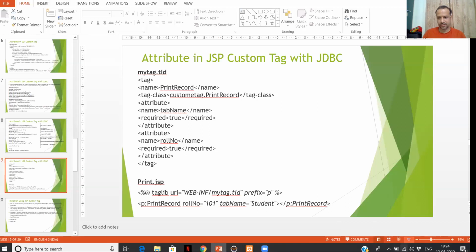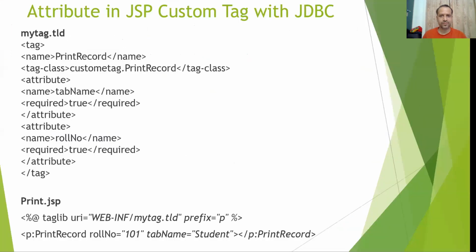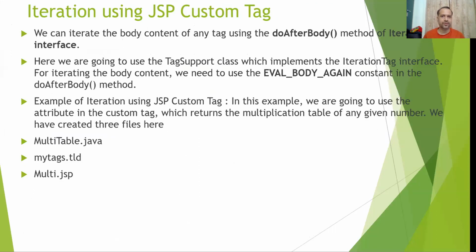Suppose now we are going to see the iteration, or the extension of the iteration tag. Now we are going to check the use of the iteration tag. We can use iteration using a JSP custom tag. What is the use of this iteration? With the help of this, we can iterate the body content of a particular tag.